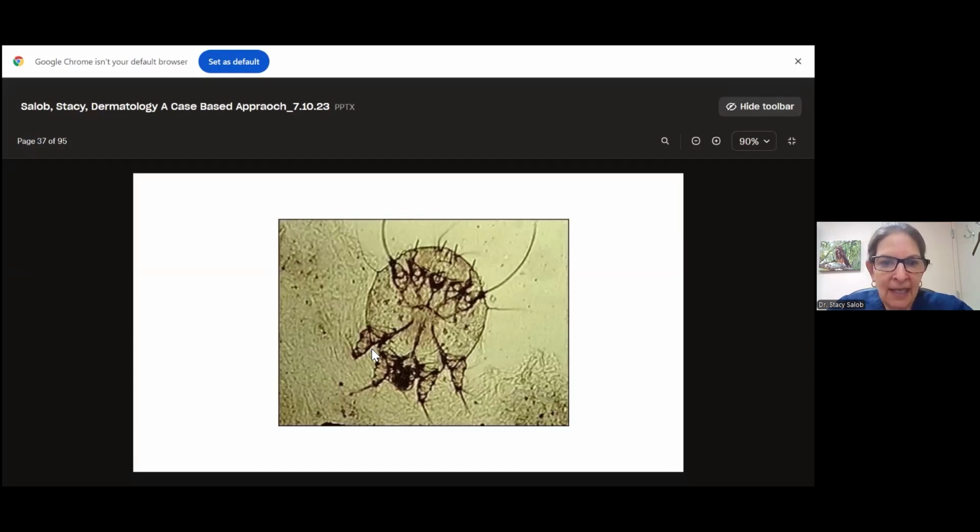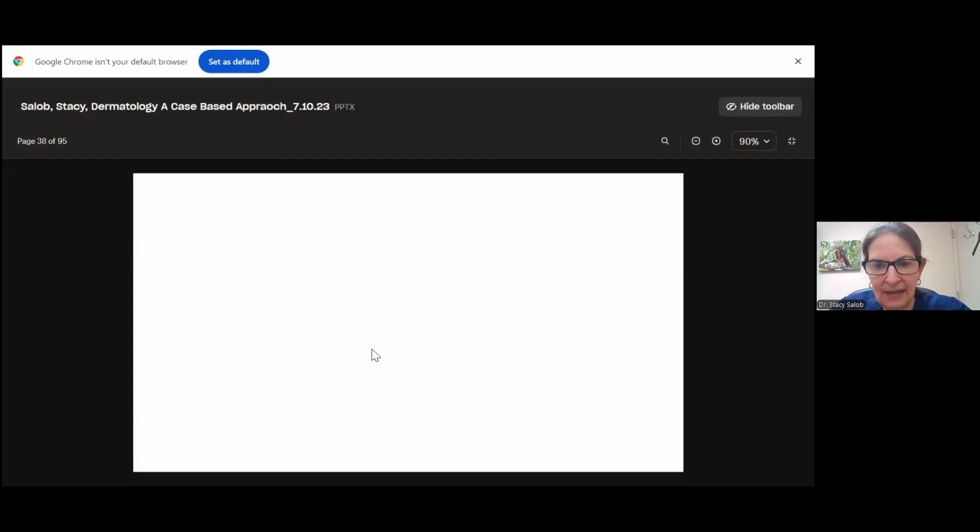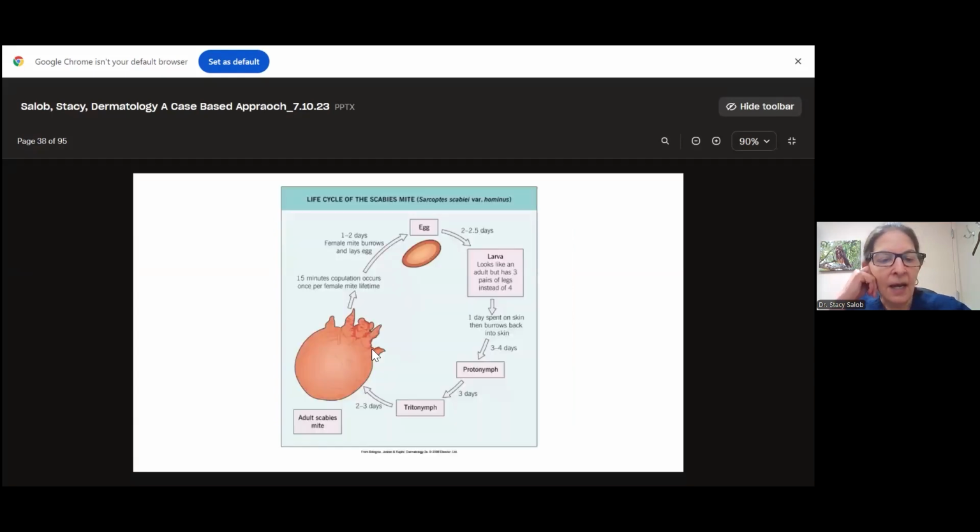This is what the mite looks like. She's very round. She's got 8 legs, 4 in the front, 4 in the back. She can move about a centimeter in an hour, so she can really be on the go. She is less than a millimeter. You cannot see her with your naked eye.